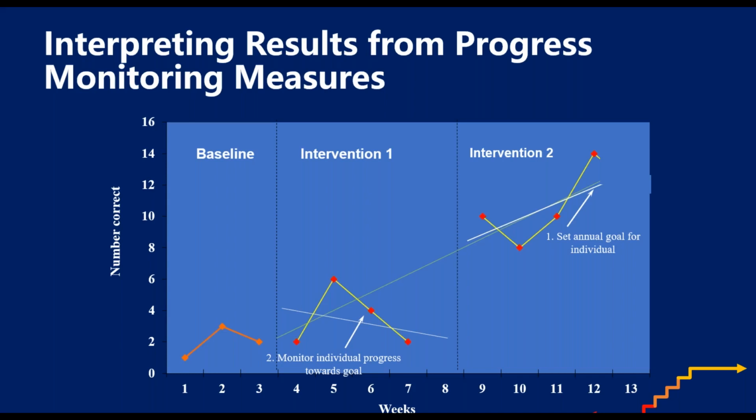So if we look over at that data, you can see again those red data points and the gray or white trend line going up there. It's right on track with the goal line. And so we can see that this intervention is effective and that student is on track to meet their goal. This is very specific and clear evidence that can help you inform your instructional decisions.